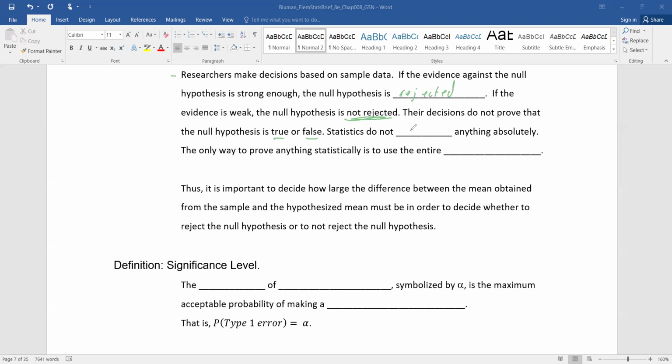Statistics do not prove anything absolutely. Again, we're never 100% positively correct. Always leave a little room for us to be wrong. The only way to prove anything statistically is to use the entire population. So if we have the entire population, then we would do the statistics on the entire population, and then we know for certain that this is exactly whatever parameter we're looking at.